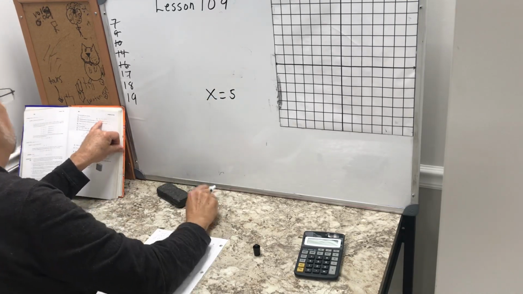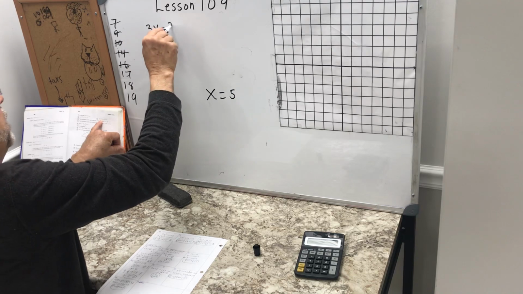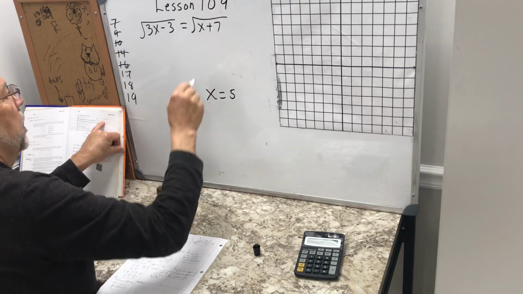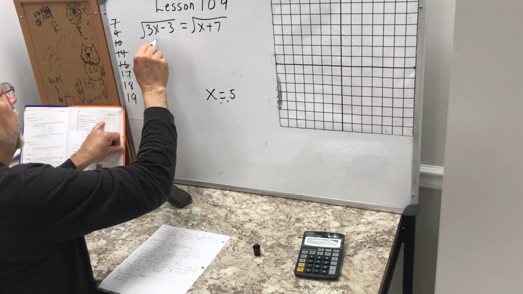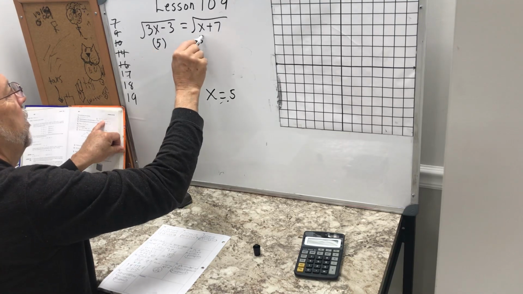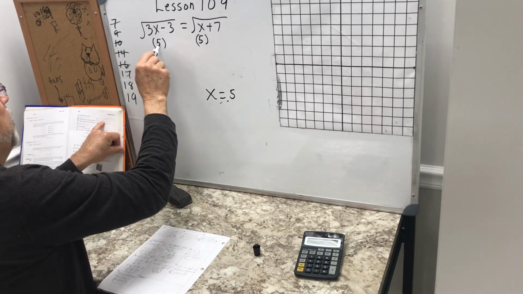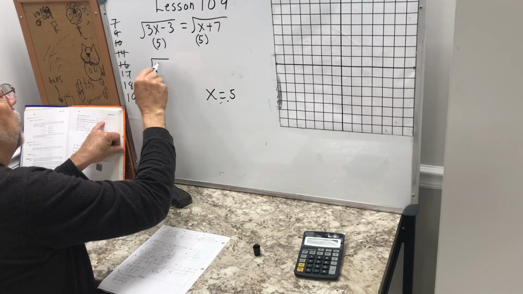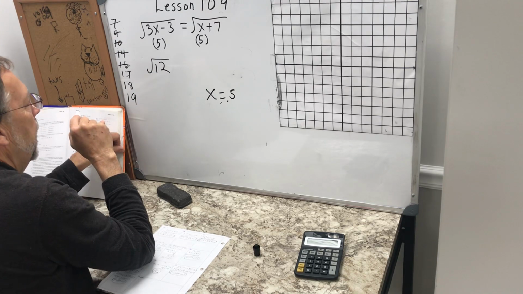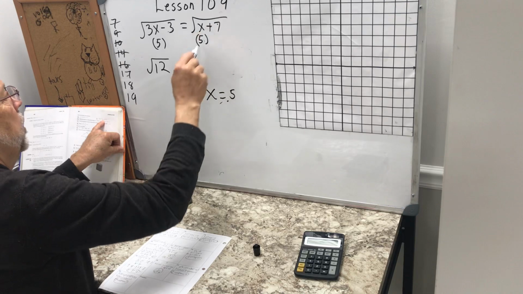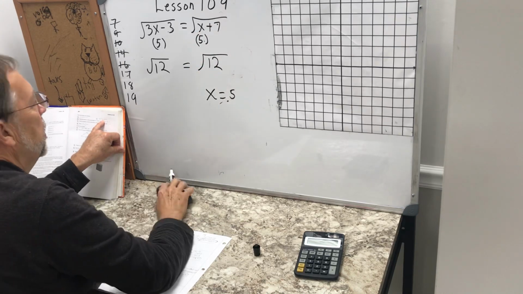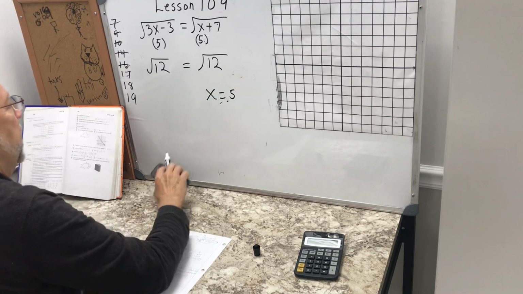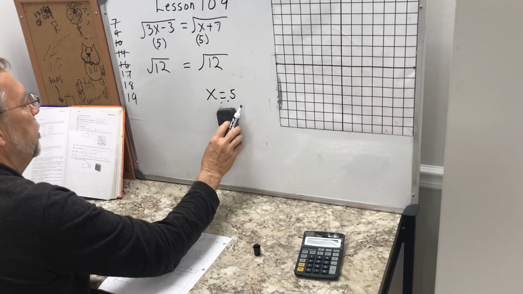Remember that? All right, so here we go. The square root of 3x minus 3 equals the square root of x plus 7. We'll substitute 5. 3 times 5 is 15, minus 3 is the square root of 12. Makes sense? 5 plus 7 is the square root of 12. Does the square root of 12 equal the square root of 12? That is absolutely true. So x does equal 5.